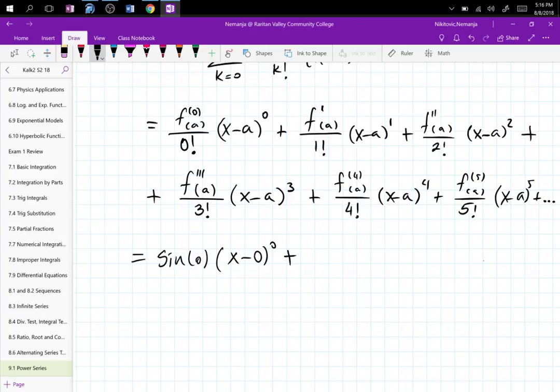The next term is going to have a cosine in it, and that's when k is equal to 1, so still no denominator. We have cosine of, cosine of what?